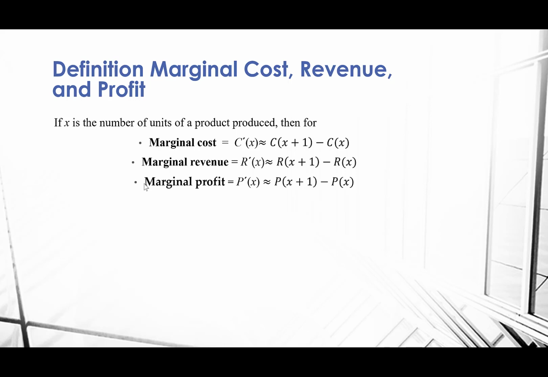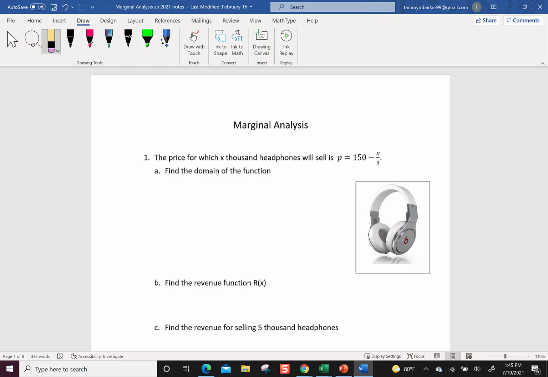We need to do a bunch of examples to really feel what that looks like when we put in numbers. Number 1, the price for which x thousand headphones will sell is P equals 150 minus x over 3. Part A, we want to find the domain of the function. We know a couple things. We can't sell negative headphones. The smallest number of headphones we could sell would be 0.